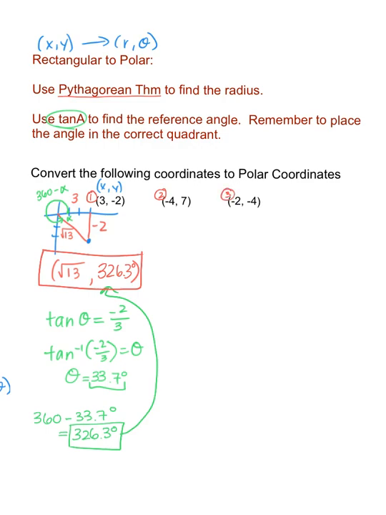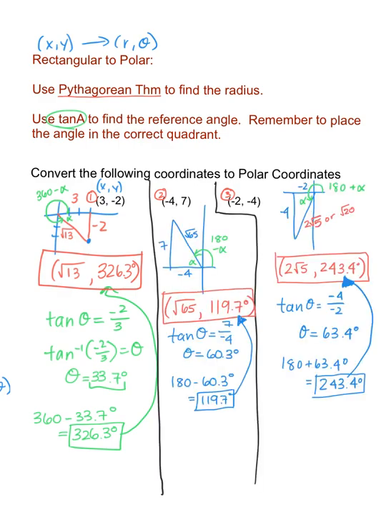Go ahead and try numbers 2 and 3 on your own, and then I'll have the answers up. So go ahead and pause the video and try those on your own. All right, so go ahead and check your answers here. I just did it in the exact same method. I first drew the picture and then figured out what quadrant I was in. And then I just noticed whether it was 180 minus or plus or 360 minus or plus.